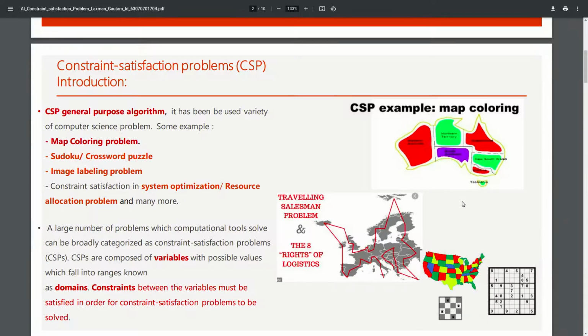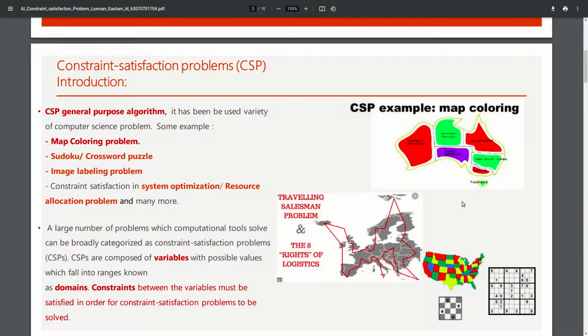What is a Constraint Satisfaction Problem? A constraint satisfaction problem is a general purpose algorithm. It has been used in a variety of computer science problems. There are several common problem implementations based on CSPs. There are some common examples which we find in different books, online, and even in research papers as well. So, the map coloring problem, applying different colors in the given maps.